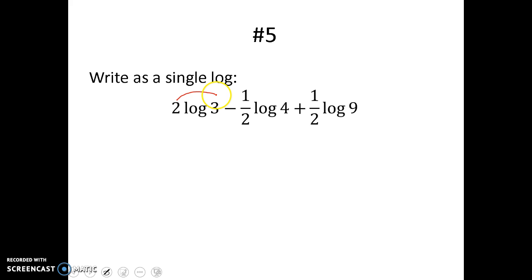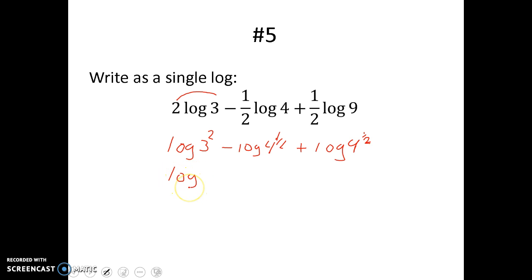I'm going to take all the exponents and write it as log of 3 to the second power. This one here is going to be minus, I'm going to take the 1/2 and write it as the log of 4 to the 1/2 power. So 4 to the 1/2 power, that's the same thing as the square root of 4. And then, that's a 2 there. And then plus, this is the same thing as the log of 9 to the 1/2 power, which is also the square root of 9. So let's simplify each of those a little bit.